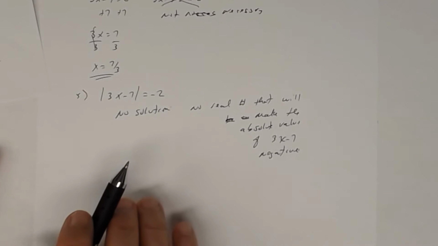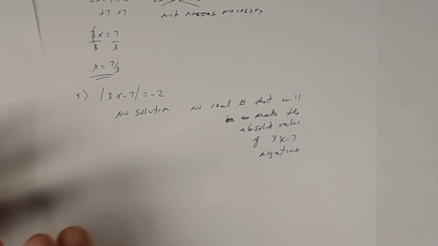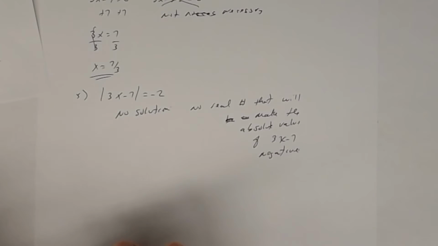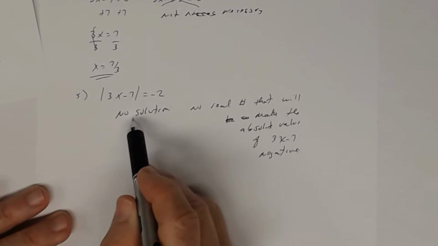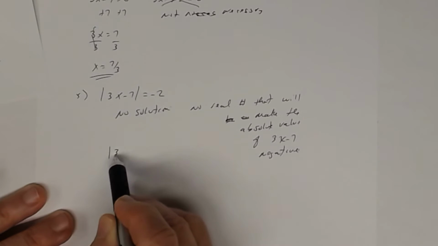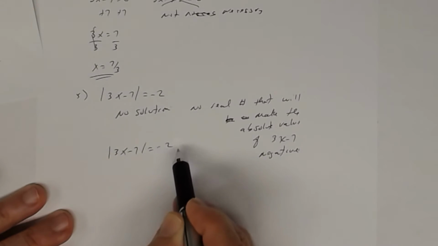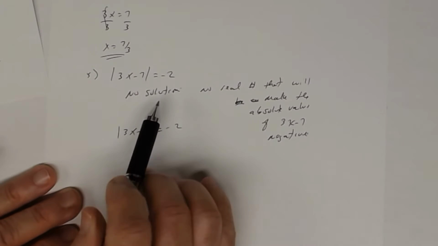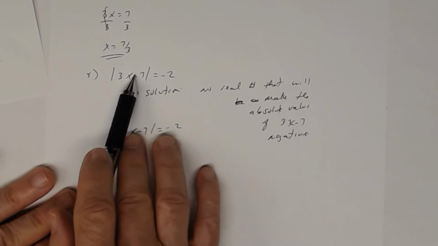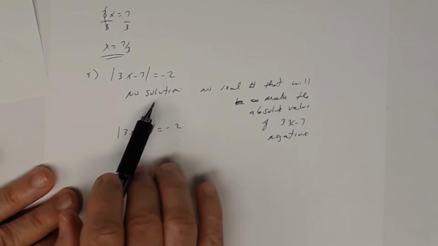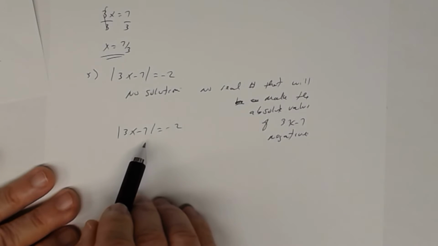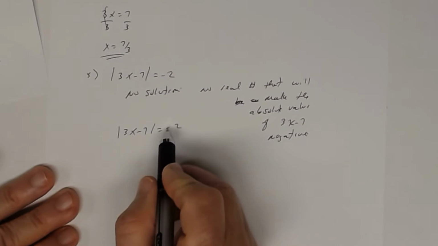All right, now what some of you are going to do, some of you are not going to remember that. And so if you go further, I just want to show you. If you don't remember and you go further, this is what you're probably going to do. So you've got to be careful. I'm hoping you recognize that whenever you get the absolute value expression by itself and that number is negative, you automatically say no solution.